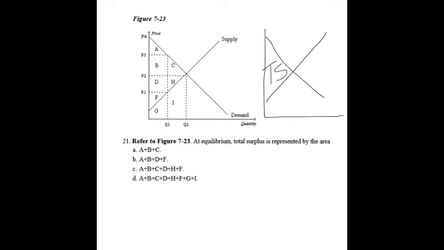Okay. So just taking a look at this triangle on the right and comparing it with our illustration, we would identify that the correct answer at equilibrium, the total surplus, is going to be the area of A, B, C, D, H, and F. Okay, the area of that large triangle. A, B, C, D, H, F. So the correct answer is C in this case.